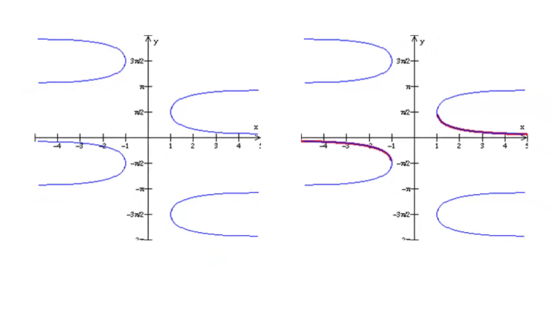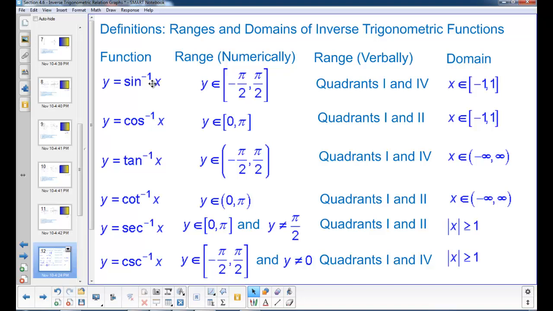So let's summarize. For the inverse sine principal branch, our y values will go from negative pi over 2 to pi over 2, which, if we convert that to a unit circle, covers quadrants 1 and 4, and our domain goes from negative 1 to 1. The inverse cosine principal branch goes from 0 to pi for our range, which would cover quadrants 1 and 2 on the unit circle, and our x domain is negative 1 to 1 inclusive.